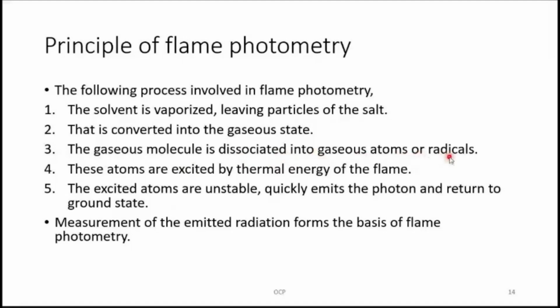So for NaCl, there are two possibilities. It may form Na plus and Cl minus, or if it has sufficient energy, it may form metallic sodium and atomic chlorine. The atoms are excited by the thermal energy of the flame. So the energy is acquired in the form of thermal energy. The excited atoms are unstable, quickly emit a photon and return to the ground state. The atoms which are now in a higher energy state come to the ground state by emitting the photon. Measurement of the emitted radiation forms the basis of flame photometry. I will give you 30 seconds to 1 minute to go through this sequence.